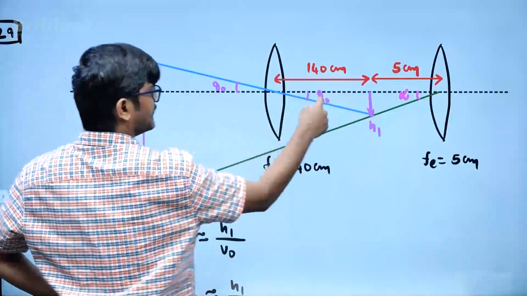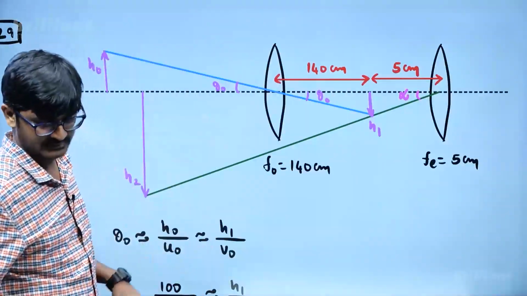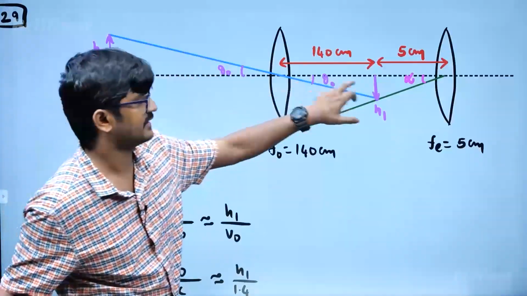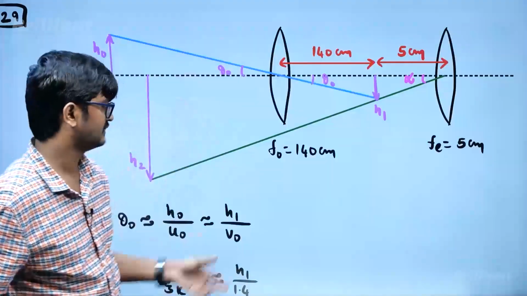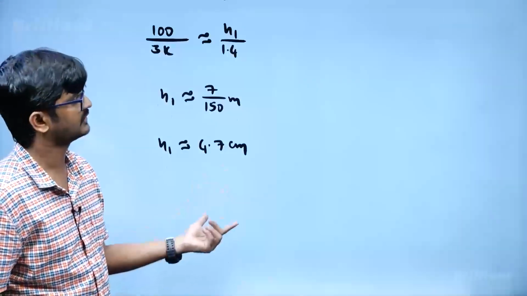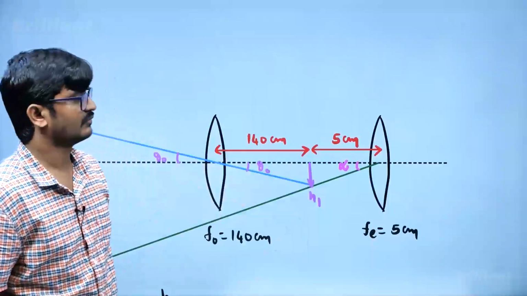They asked this length. So either you can go with similar triangles, or I can say theta naught is almost equal to this length by this length. When you do it, you will be getting the image formed because of the objective lens.